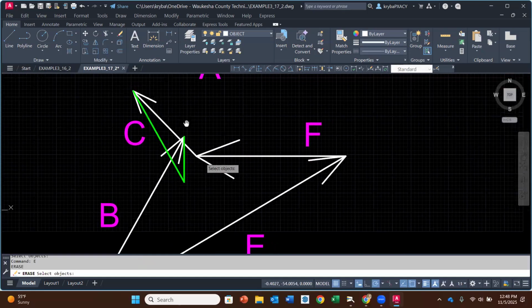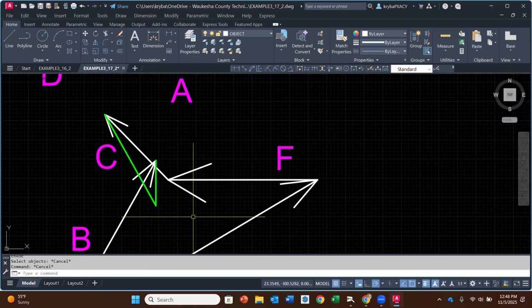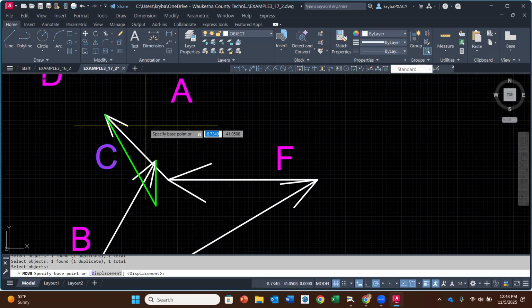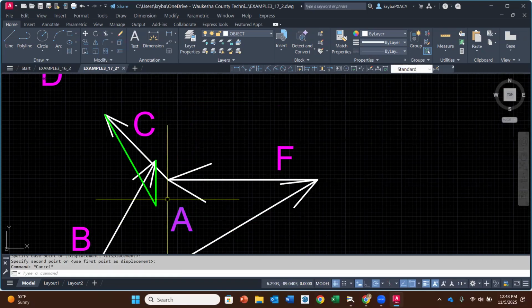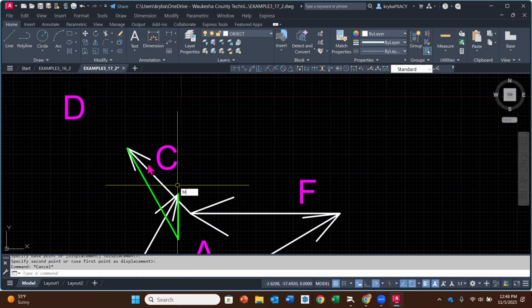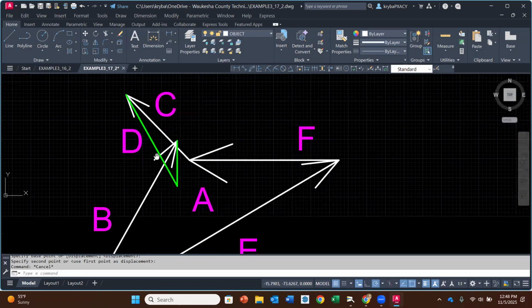Get rid of that. So I'm going to scooch C on the other side here. C is going to go here. A, we're going to have to probably point, okay, because that's going to be to this small little section here. And then D is going to go right here for right now, okay?